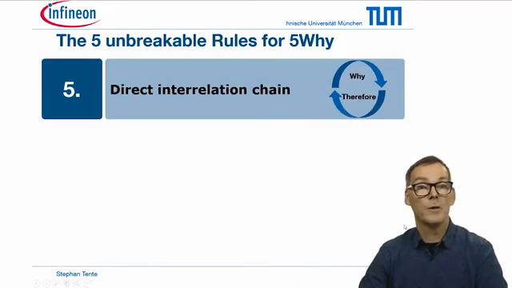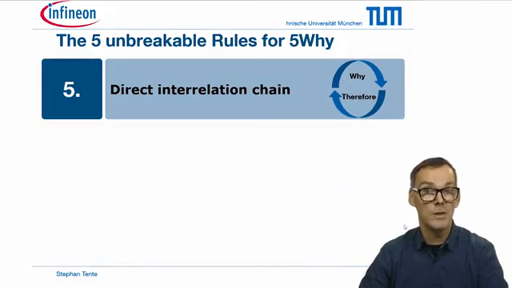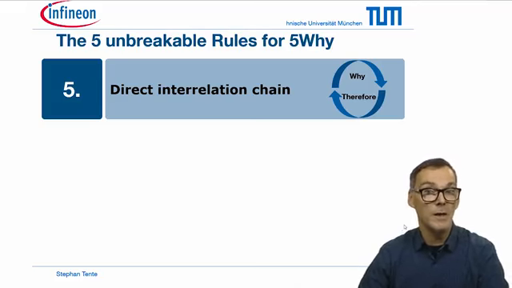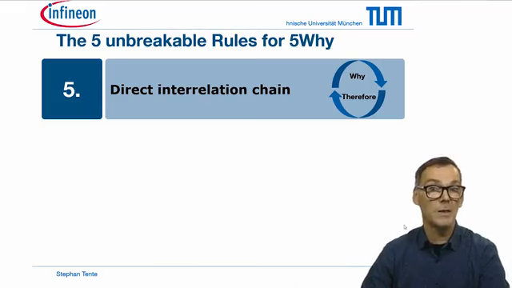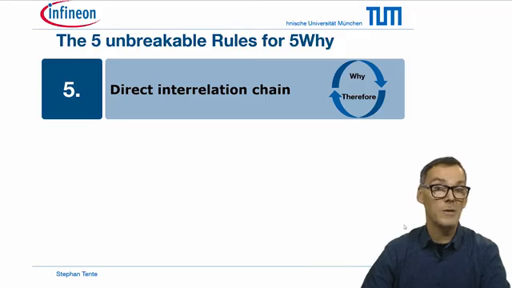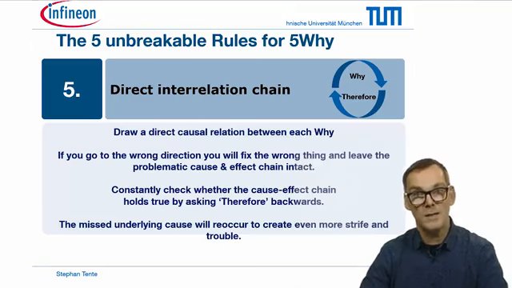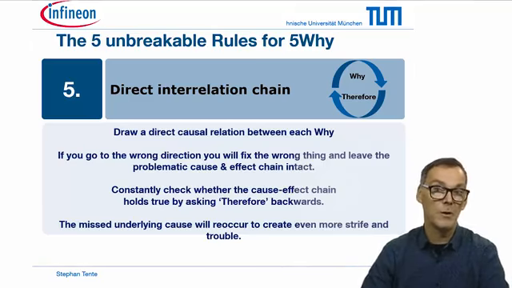The last one of the 5 unbreakable rules is about the cause and effect chain in the 5Y tool. Each Y has to have a direct causal relation towards the following Y. When phrased to a question, each following Y should contain the answer to the previous Y question. Why was the gas tank empty? Because there is a hole in the tank.